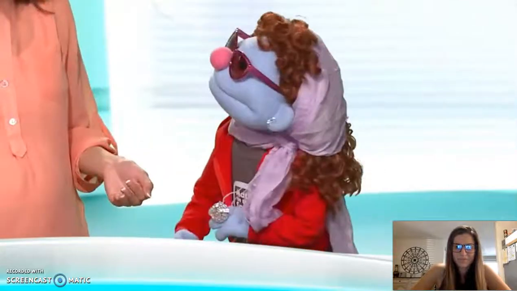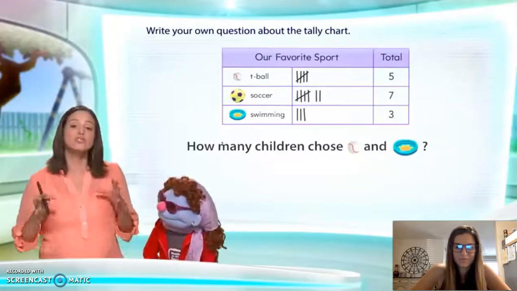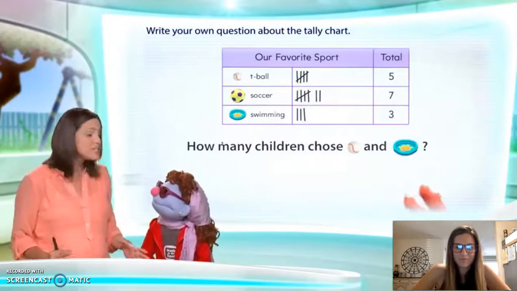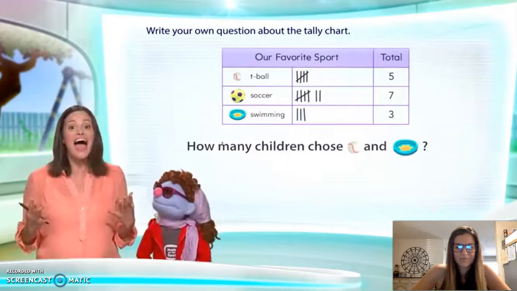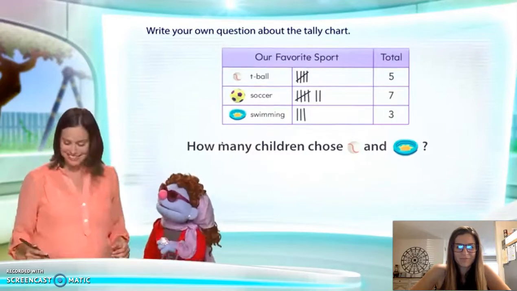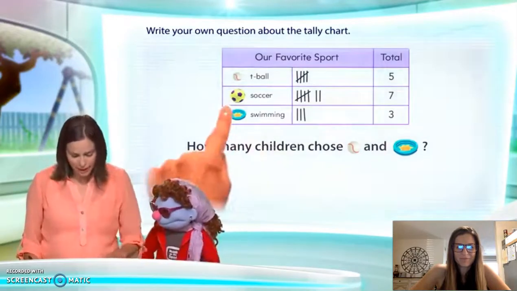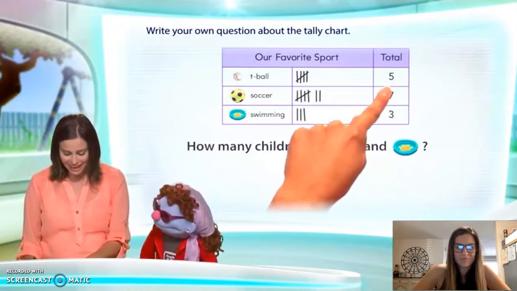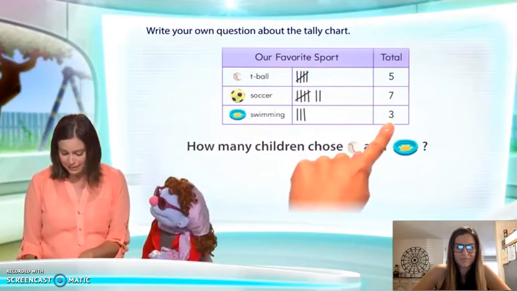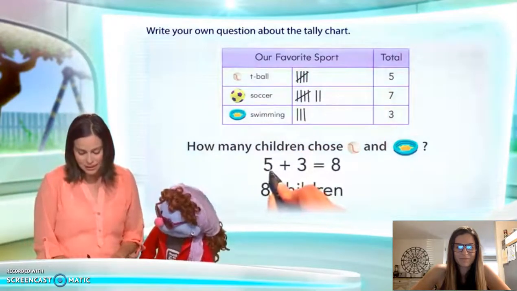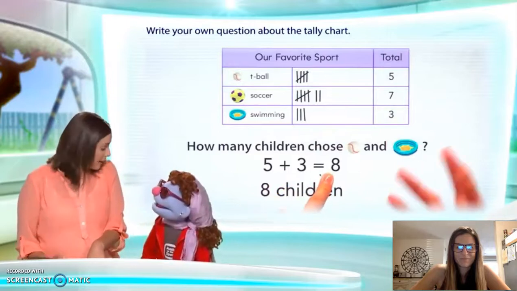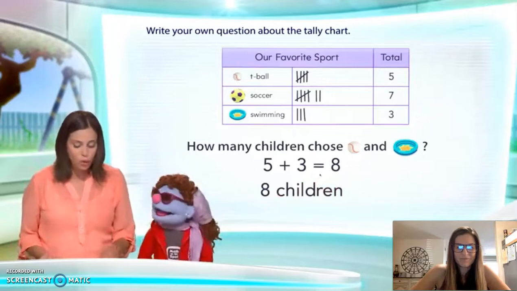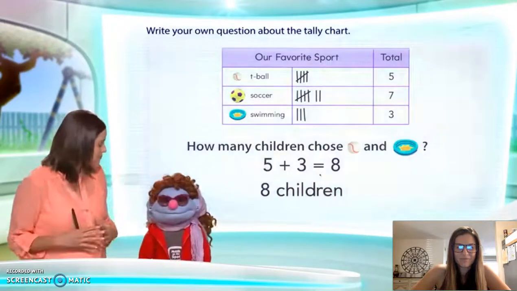Oh, that's a good question. Okay, now if we're trying to find the number of children who chose t-ball and swimming, that means we have to add. Yes, very good. So where is my t-ball? Here's my t-ball. 5 children plus swimming 3, right? is equal to 8. So 5 plus 3 equals 8. 8 children chose t-ball and swimming.